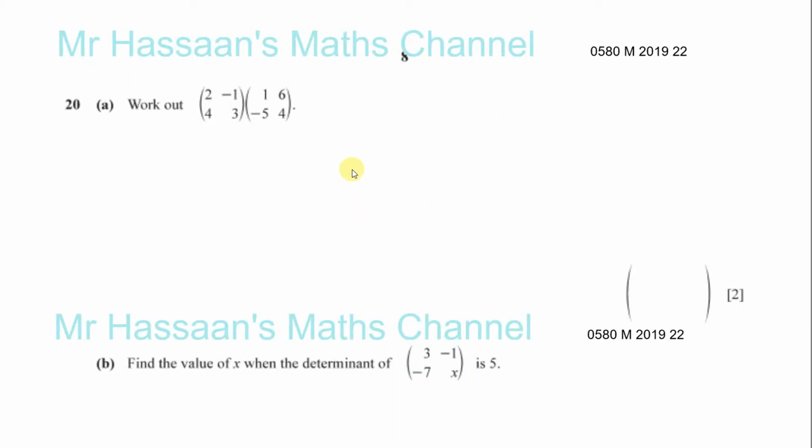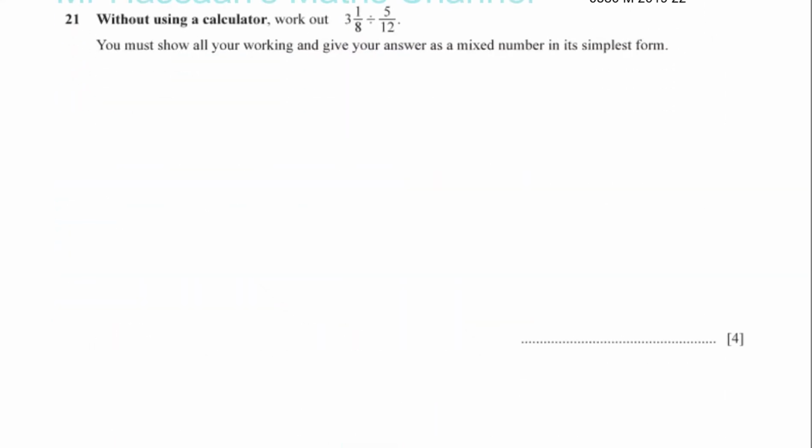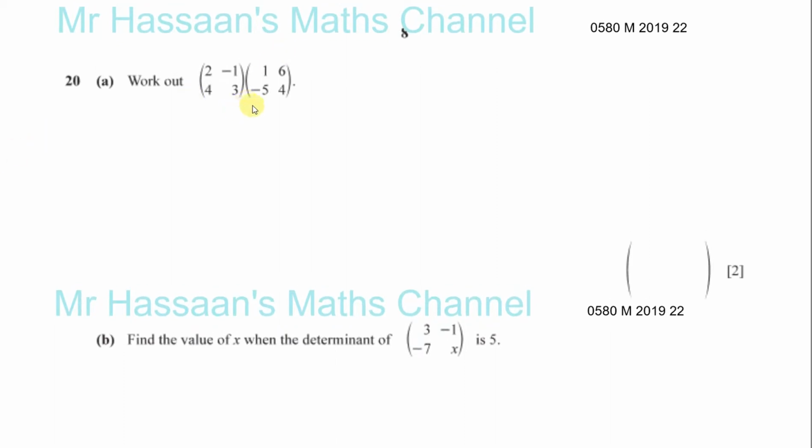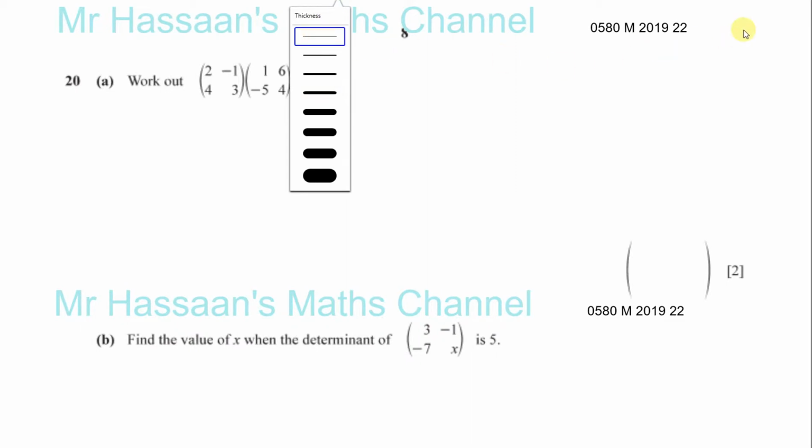Okay, now for question 20 and the next question from this February-March 2019 paper, question 20 and 21. We've got matrices. We've got to multiply these two matrices together, work out this matrix times that matrix. Now when we multiply two matrices together, we have to make sure that they're compatible.